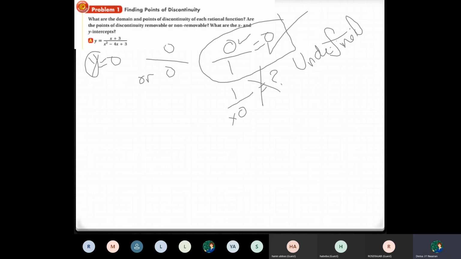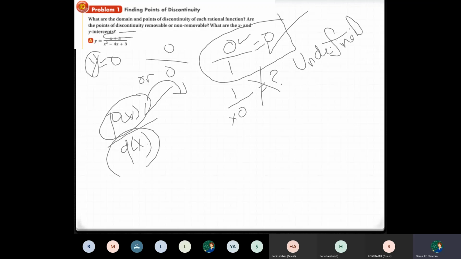So for any rational function, to make y equal 0, I must find the zeros of p of x. The zeros of p of x help me find the x-intercept, but the zeros of q of x help me find the vertical asymptotes, which I will talk about later on.